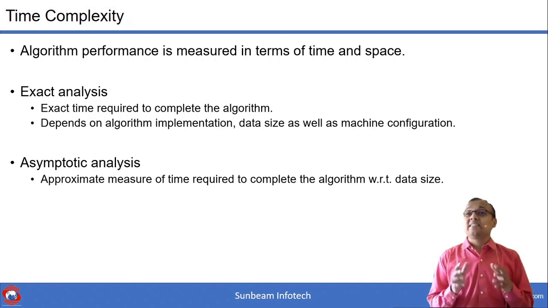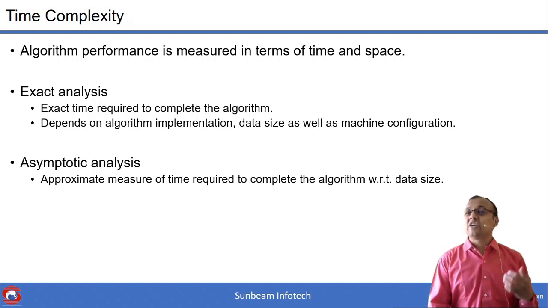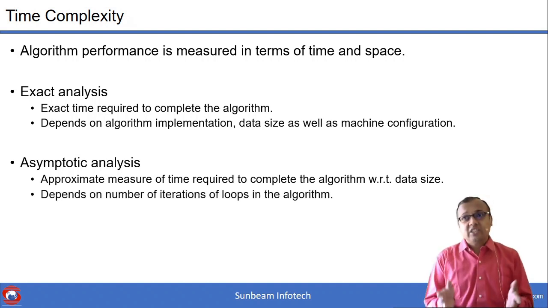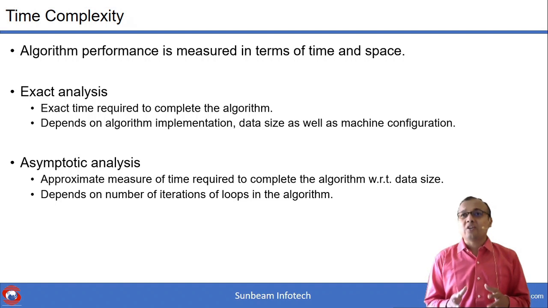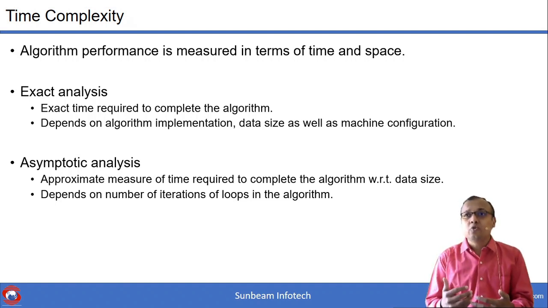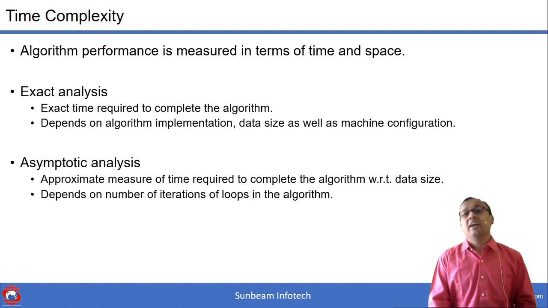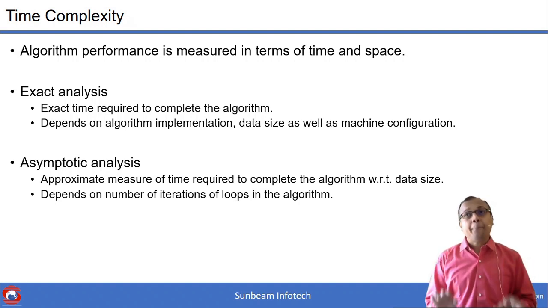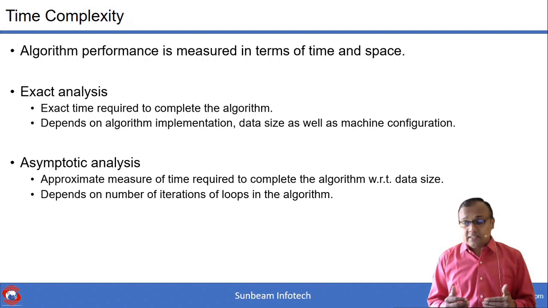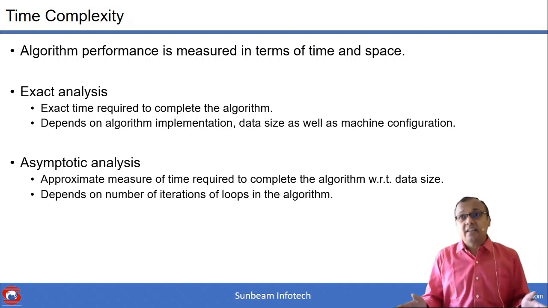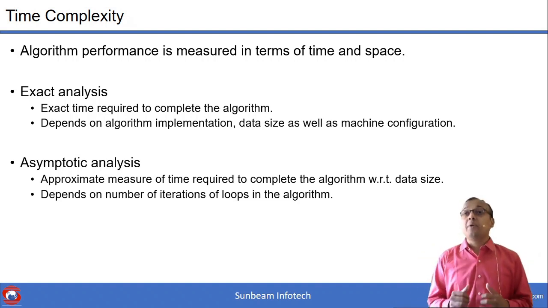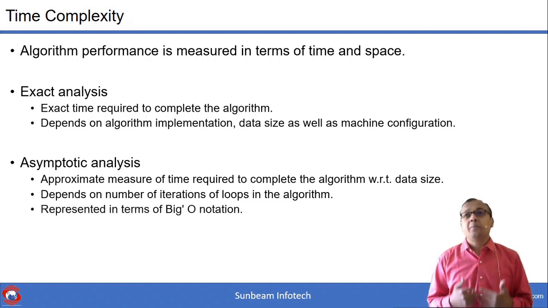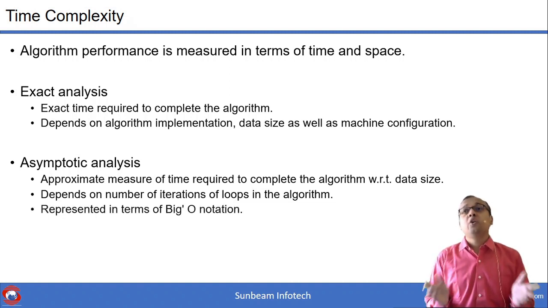Asymptotic analysis is an approximate measure of the time required for the completion of the algorithm. It is not dependent on the machine configuration, but depends on the number of iterations in the loops involved in the algorithm. Point to note is it is an approximate measurement. It means there may be two algorithms having different running time, different actual time, but may have the same time complexity. The time complexity is typically expressed in terms of big O notation.